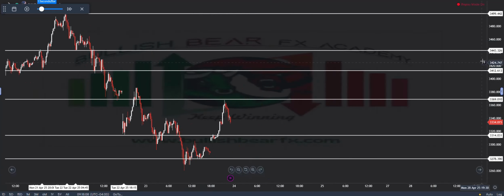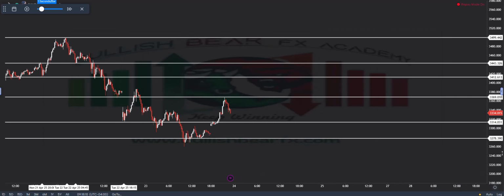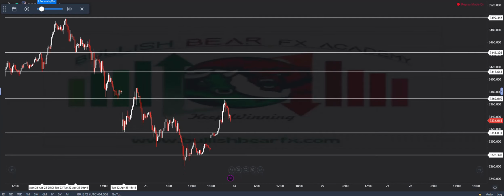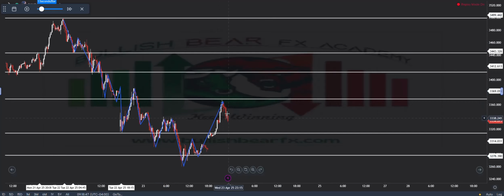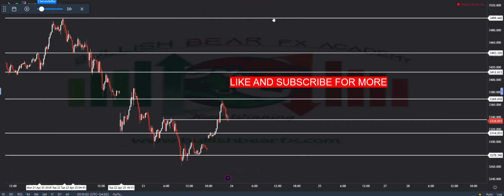Okay, so now you get to observe here we have what we call market structure, and according to market structure, this is a downtrend. We have the low, the lower low, lower high, lower low, lower high. Now this other move here failed to break structure, and instead it went back to the upside. When it went to the upside, it broke this structure here. So I'm just going to clean this up.